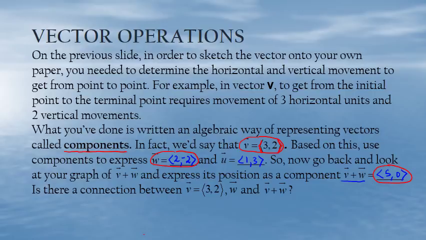Is there a connection between all of those numbers? Well, I hope that what you're seeing is that if I take the first component of v, the 3, and I add it to the first component of w, which is 2, 3 plus 2 sure enough is 5. And if I take 2 plus negative 2, sure enough, I get 0. So I can graphically do it just by using my properties of adding vectors, terminal points to initial points, but by writing it in component form, I maybe have a little bit more of a direct route.